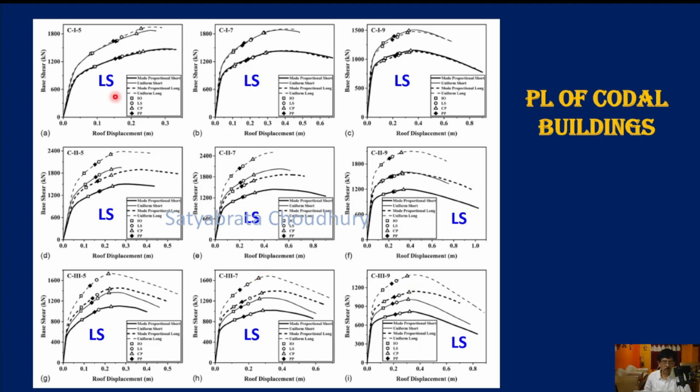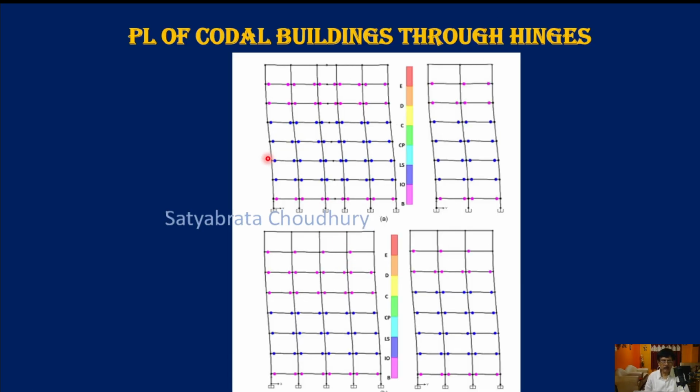Doing this, you see that all the buildings show LS performance level in the Codal design. This can be also assured from the time history analysis. We have taken typical frames at the last step of the time history analysis where hinges are formed. So the pink colors are the IO performance levels and blue colors are the LS performance levels.